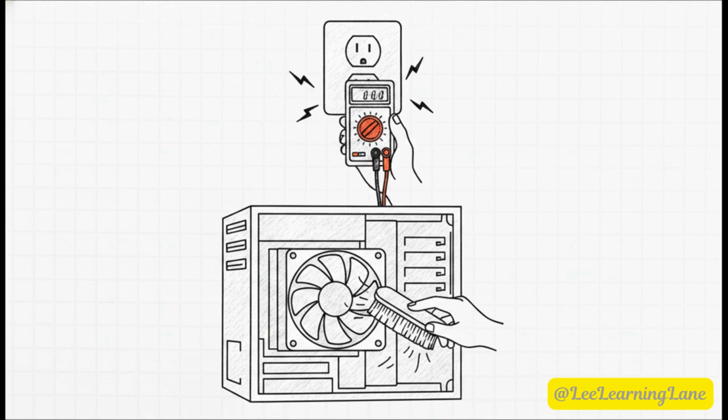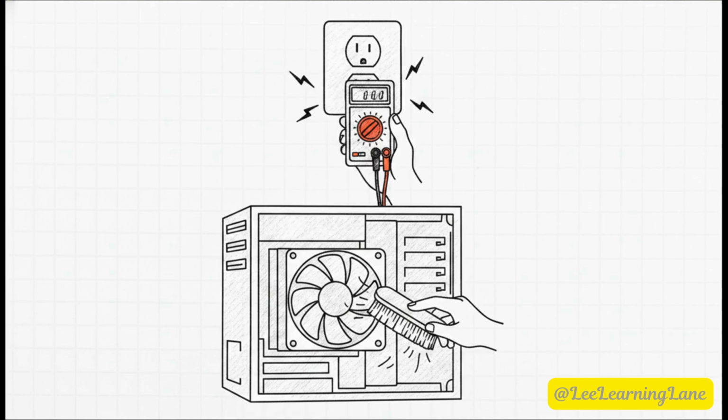CompTIA hardware questions literally always follow a symptom-first structure. So, if a PC has absolutely zero power, the trap is jumping straight to replacing the power supply. Nope. The best first step, check the wall outlet. Seriously. What if a PC is running incredibly slow?